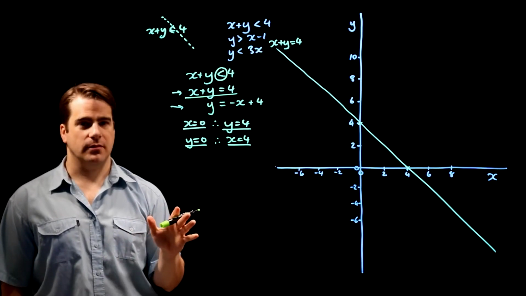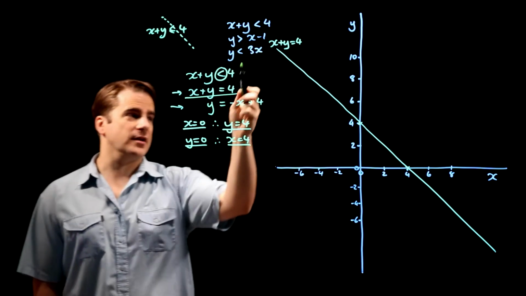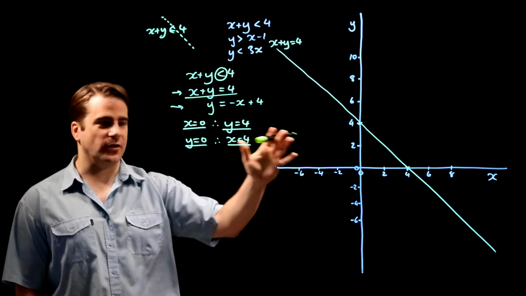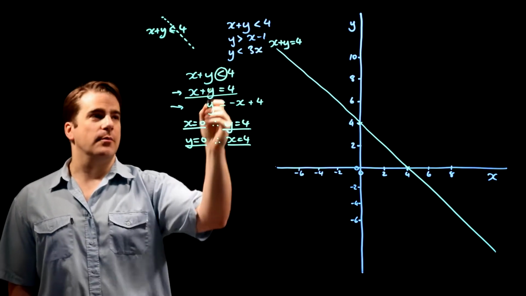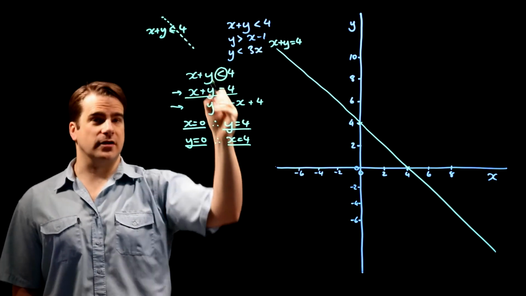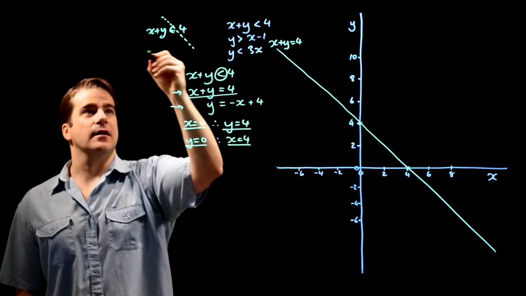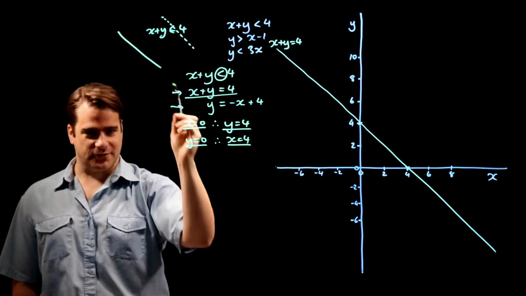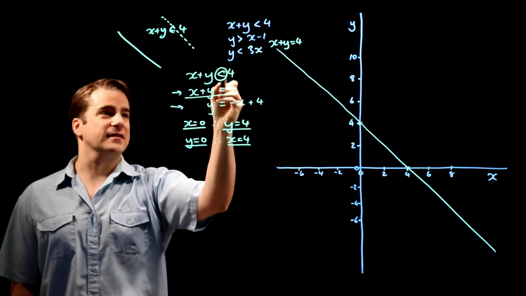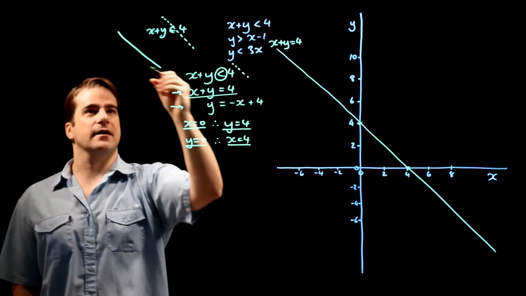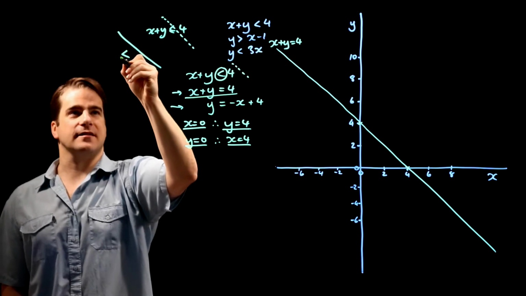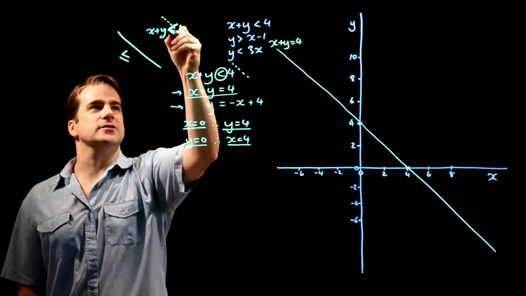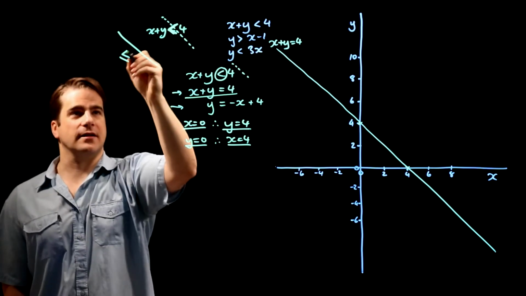I don't know in the mark scheme if they would mark you down for using a straight line or not, but I'm going to use straight lines because it's going to look neater and easier to understand. But in your exam, you should use a dotted line if it's less than, and a solid line if it's less than or equal to. So dotted line should be just less than, solid line less than or equal to.